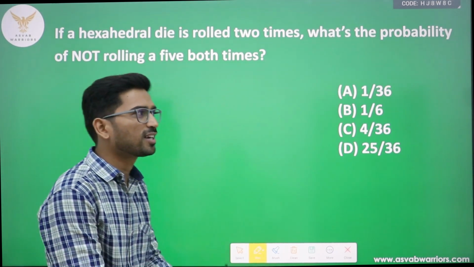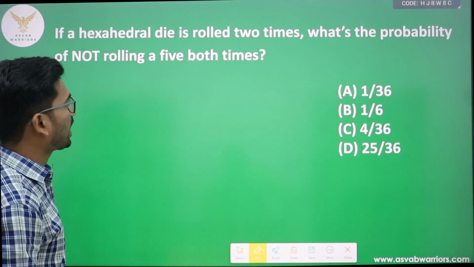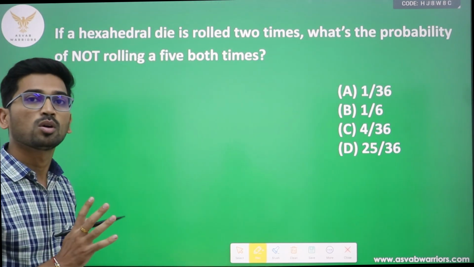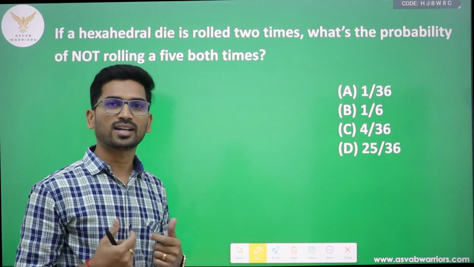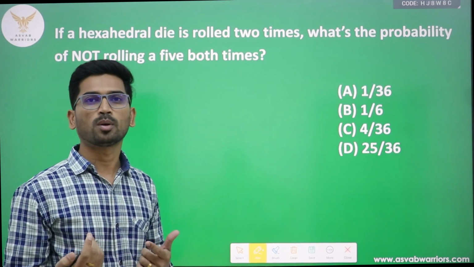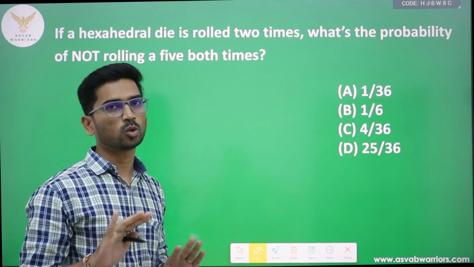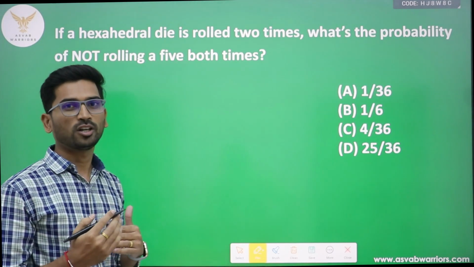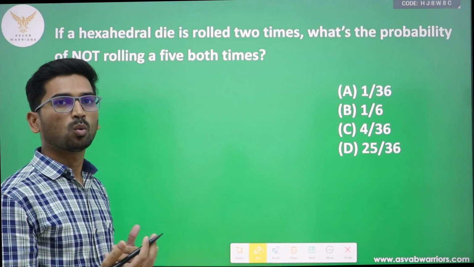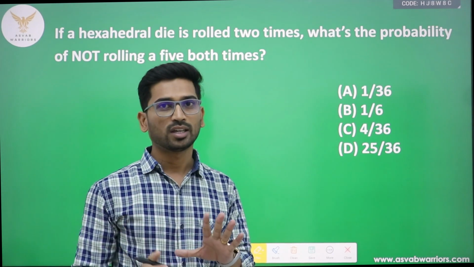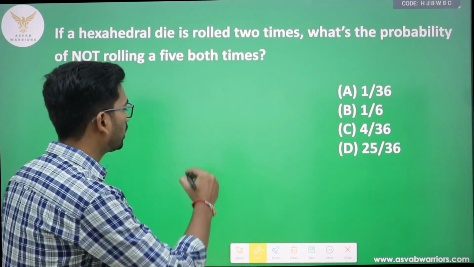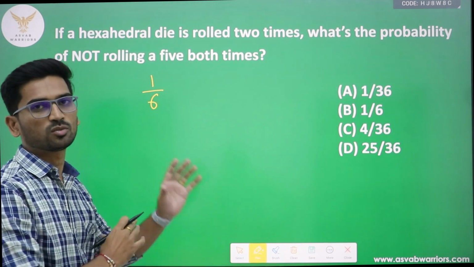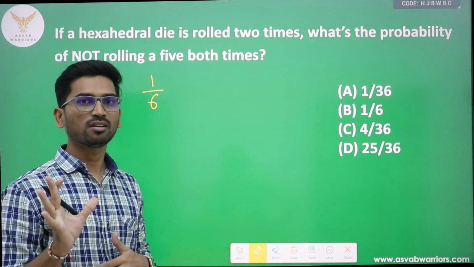Now the first question says, if a hexahedral die is rolled 2 times, what's the probability of not rolling 5 both the times? Before calculating the probability of not rolling 5, we will calculate the probability of rolling 5 if the die is rolled 1 time. It will be 1/6. 1/6 will be the probability of rolling 5.